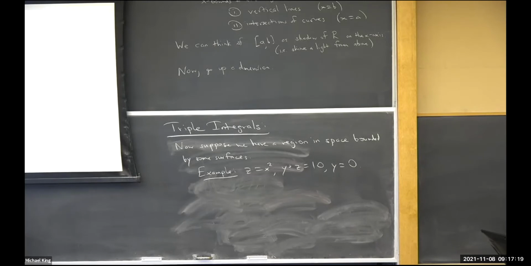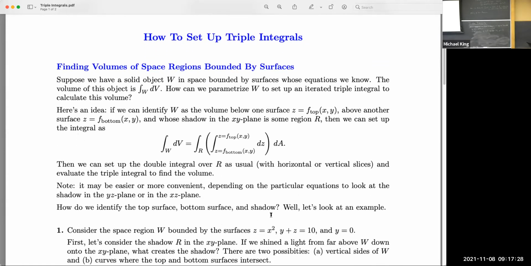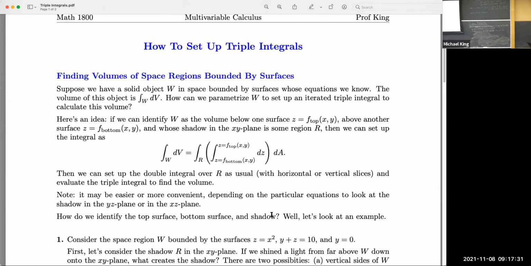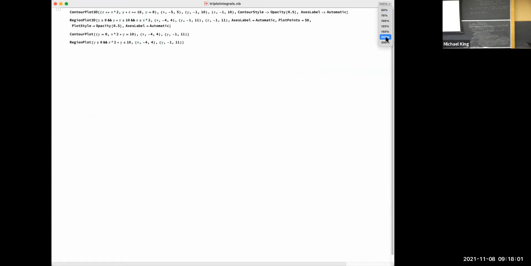We can actually visualize this. Let me just share the screen for a moment. This is the handout for today, on the handouts page, and this is the example I'm looking at. Now I actually have some Mathematica code here to visualize this. Let's take a look at this. Let's do 200%.